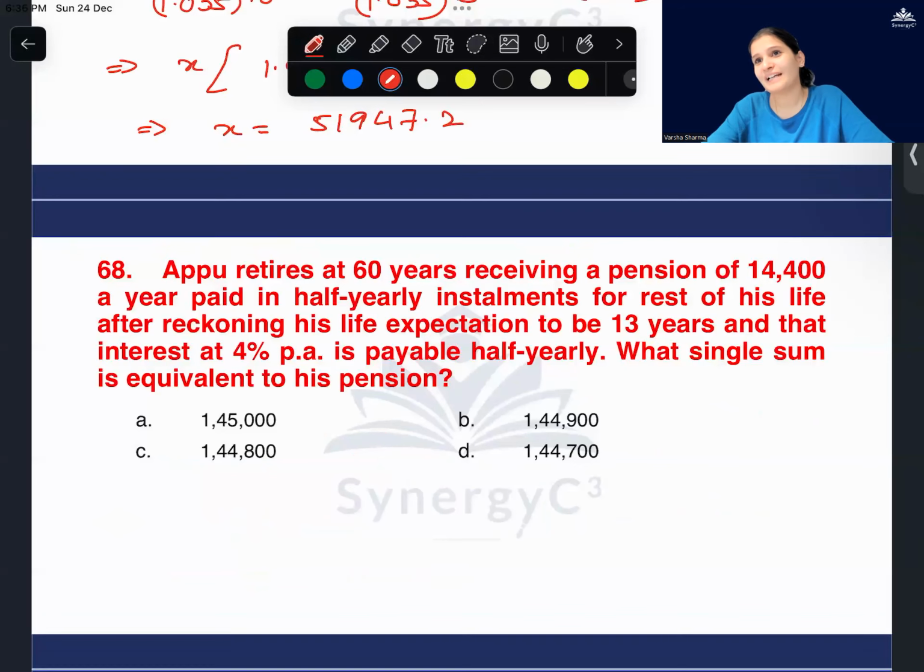Try this question if you don't mind. नहीं. Hmm. Option हो.